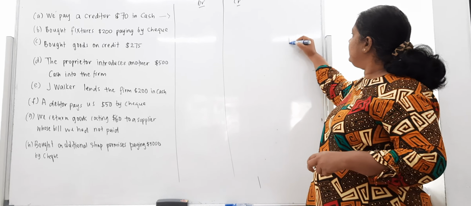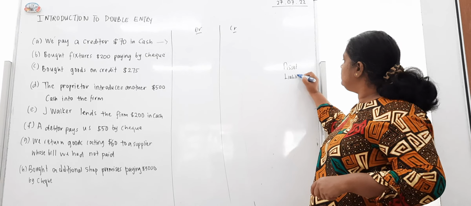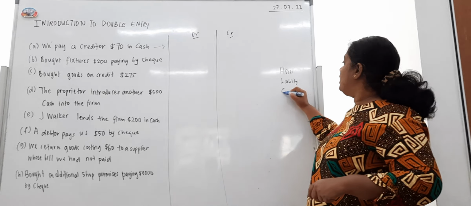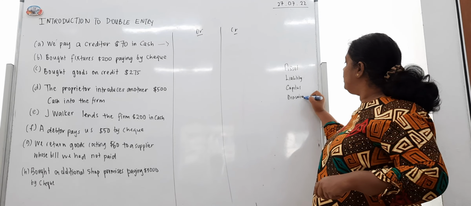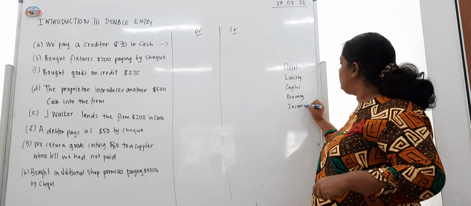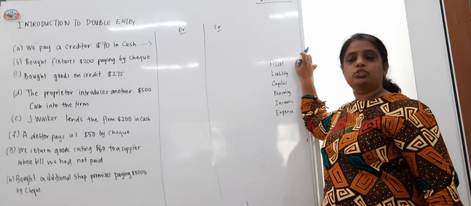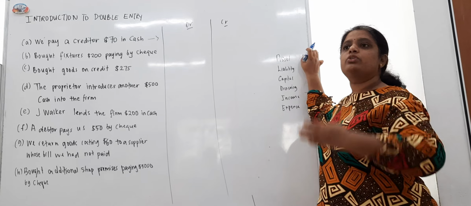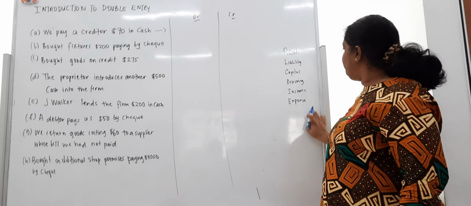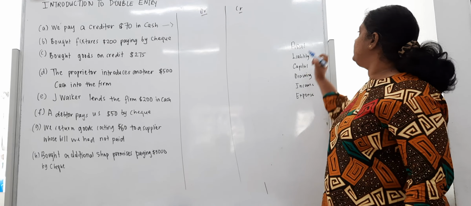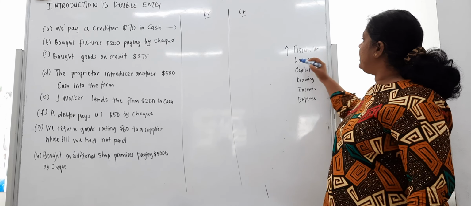It can be an asset account, a liability account, a capital account, a drawings account, an income account, or an expense account. So all these are the first 6 accounts that you need to know. As you progress, we will introduce some other provision accounts and stuff like that. Okay? So now, what we know about this type of account is asset always increases on your debit side.